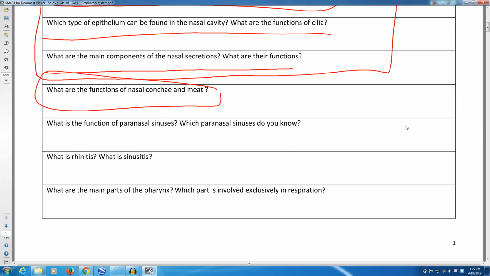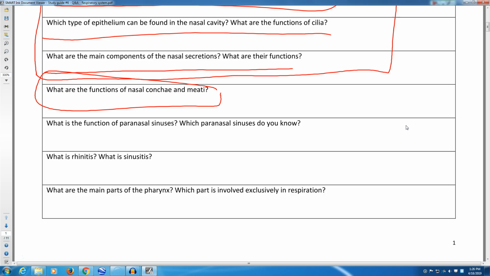Conchae and meatae. The function of these two is, remember, conchae are the folds and meatae are like grooves between them. They increase the surface area for more efficient heating up, cooling down, humidifying. Function of the paranasal sinuses: production of mucus and resonating chambers. Paranasal sinuses to know: frontal, maxillary, sphenoid, and ethmoid.